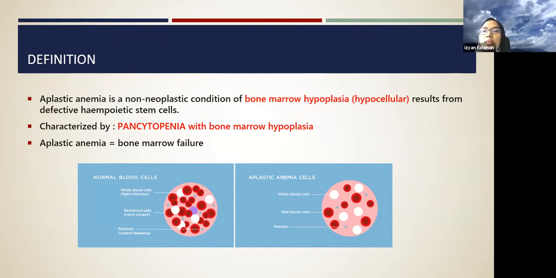Aplastic anemia is also known as bone marrow failure. As we can see in the picture, in the comparison between the normal blood cells and aplastic anemia cells, there is a reduction in all three series of blood cells. So there are low white blood cells, red blood cells, and also platelets.